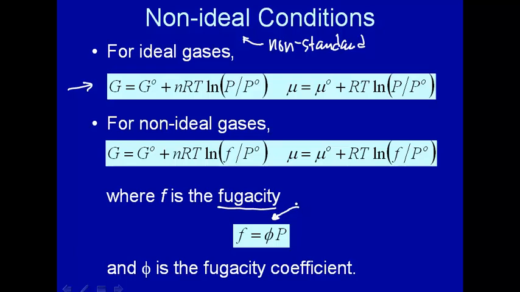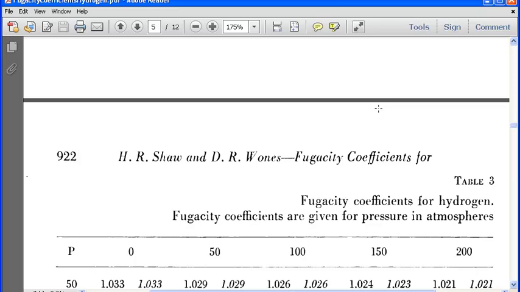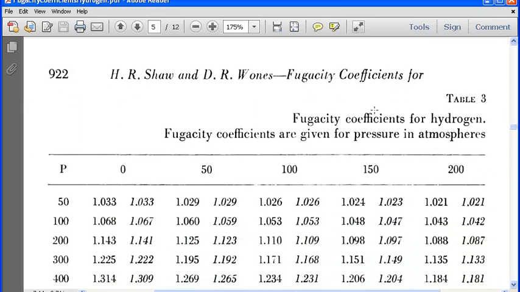Once upon a midnight weary, while I was pondering weak and weary over many a quaint and forgotten book of lore, I found this article, Fugacity Coefficients for Hydrogen Gas. And this is the American Journal of Science way back in 1964. And here's some data. There it is. Fugacity coefficients for hydrogen gas, as a function of pressure and various temperatures here. Temperature, this is in degrees C, and this is in atmosphere.